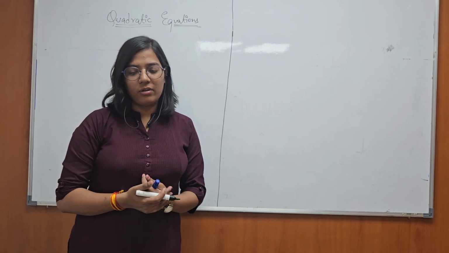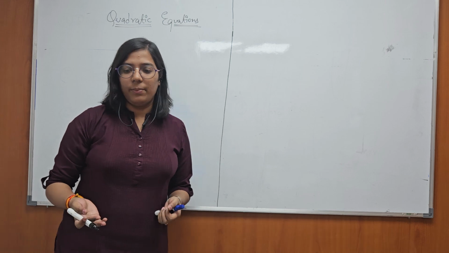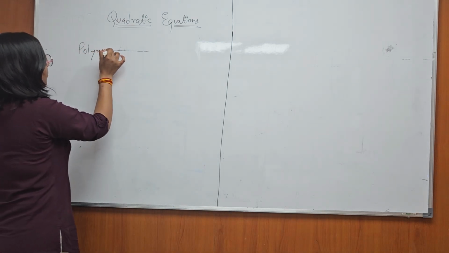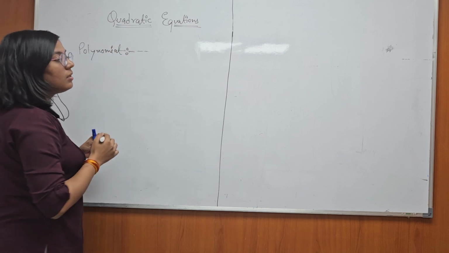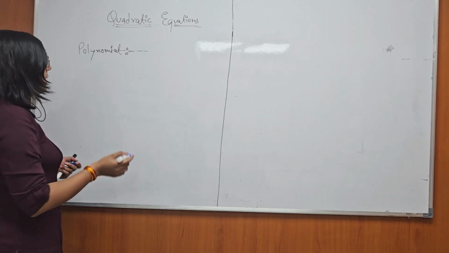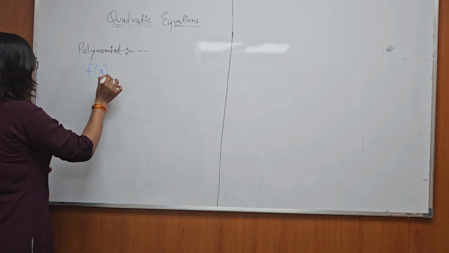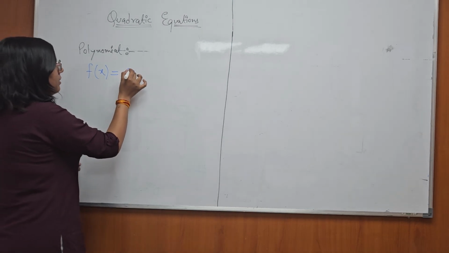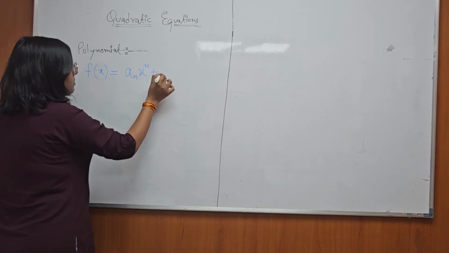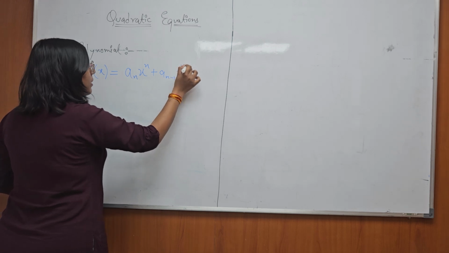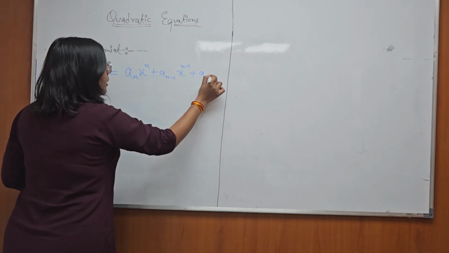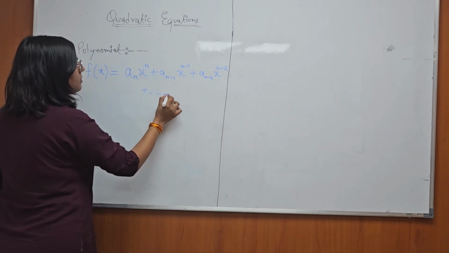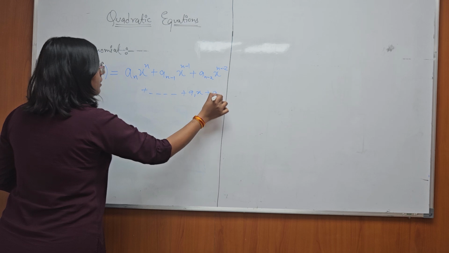So before discussing quadratic equation, let's discuss what a polynomial is. For the definition of polynomial, we'll use the variable x. Let's say we are discussing a polynomial in x. It will be denoted by f of x, and if we are discussing nth degree of polynomial here, we will write a_n x raised to n plus a_(n-1) x raised to n minus 1 plus a_(n-2) x raised to n minus 2 plus till a_1 x plus a_0.